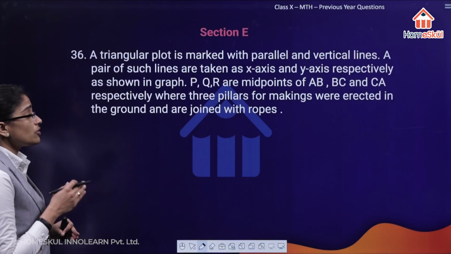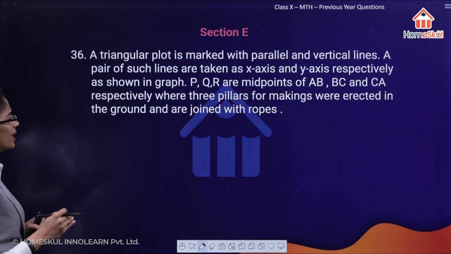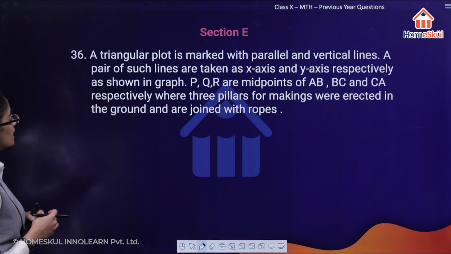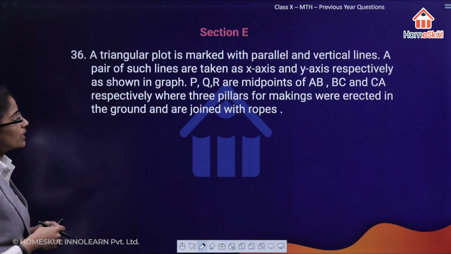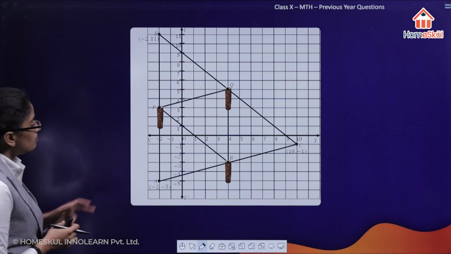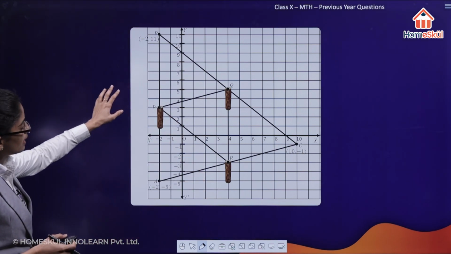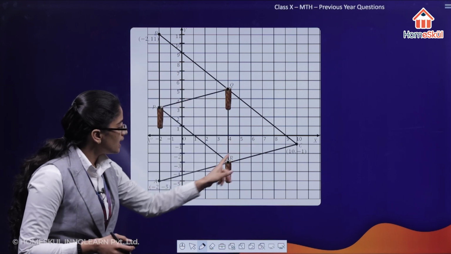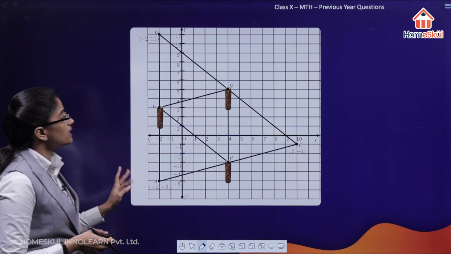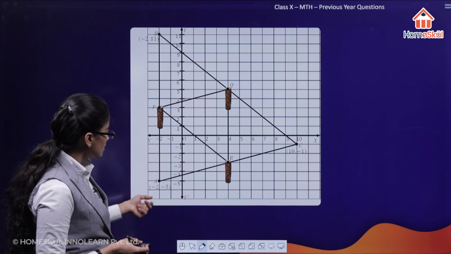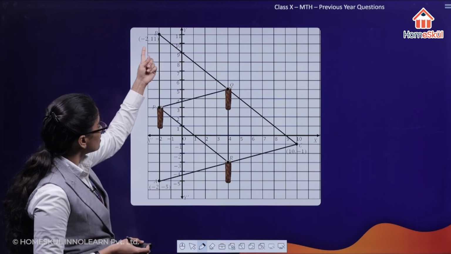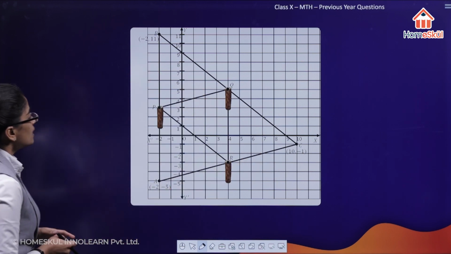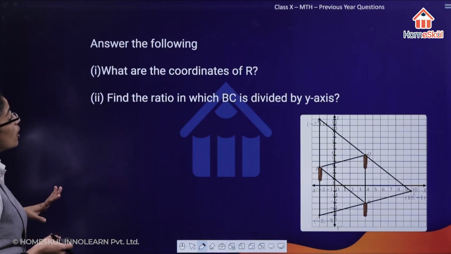PQR are midpoints of AB, BC, CA respectively, where three pillars for makings were erected in the ground and are joined with ropes. So here PQR are pillars and PQR are midpoints of AB, BC and AC respectively. These are the things given. Coordinates of A is -2, -5, coordinates of B is -2, 11 and coordinate of C is 10, -1. Here the first question is, what are the coordinates of R?